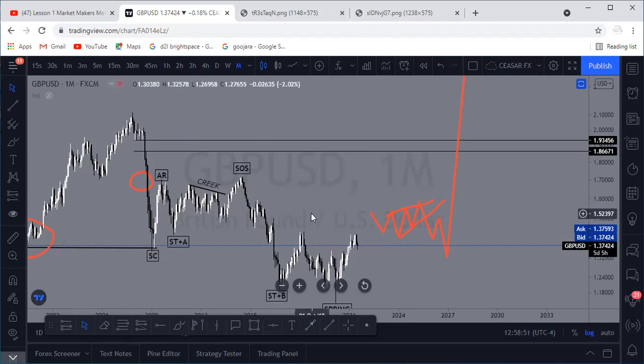But for you to know the correct market structure, you need to utilize the bigger time frames. You need to do what? You need to utilize the bigger time frames like the monthly time frame, weekly time frame, and daily time frame, and maybe the 4-hour time frame. But these big 3, monthly, weekly, and daily. Those time frames will show you the correct market structure.